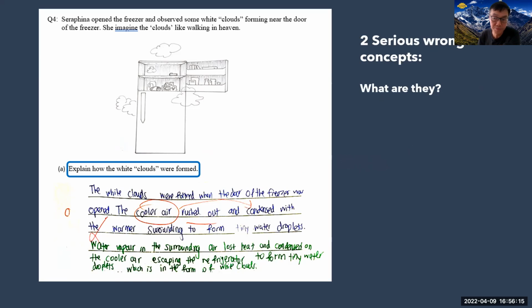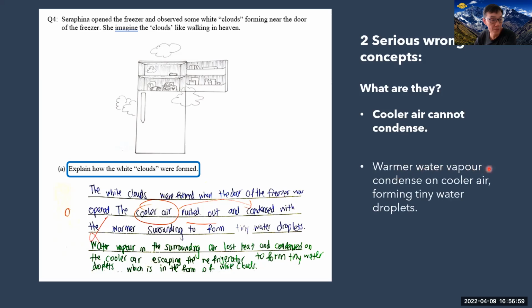As you know, in Primary 5 you learned that air is a mixture. Anna, I mute you because I'm doing the recording. Air is a mixture. If you say the warmer air loses heat, it means the air will lose heat and form liquid nitrogen and liquid oxygen. So take note, it should be warmer water vapor, not air. Cooler air cannot condense. So this should be warmer water vapor.